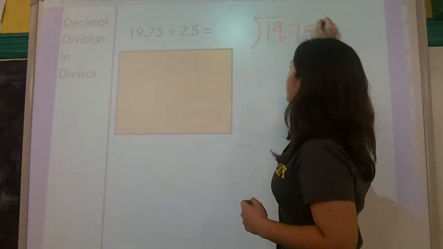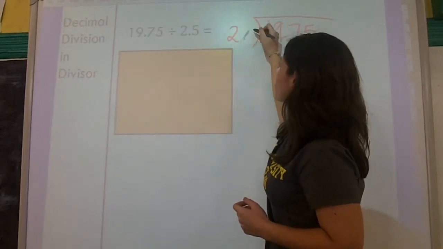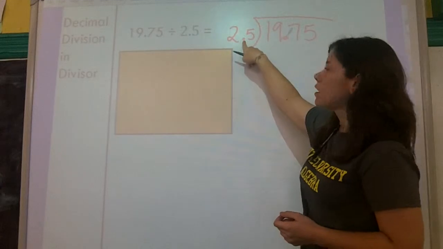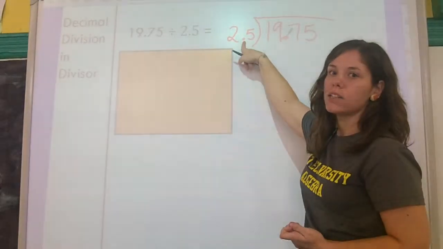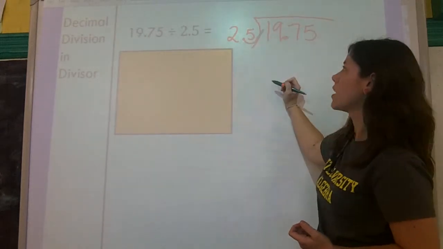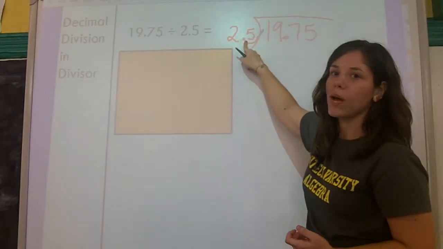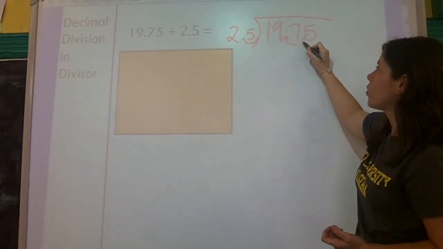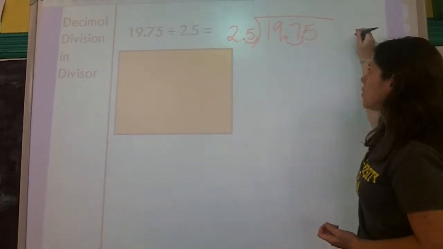Nothing changes about the way we set it up. The first number goes inside the division house, the second one goes outside. This says 2.5. I need to turn it into a whole number, so I'm going to scoop the decimal once to the end. However many times I scoop outside, I have to scoop that many inside. Scoop your decimal once right and drop it off.